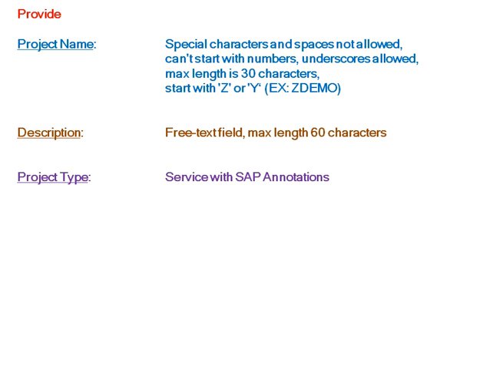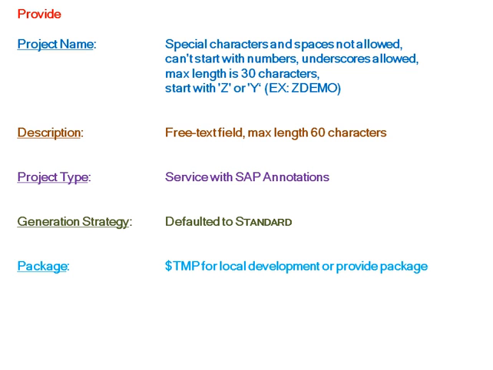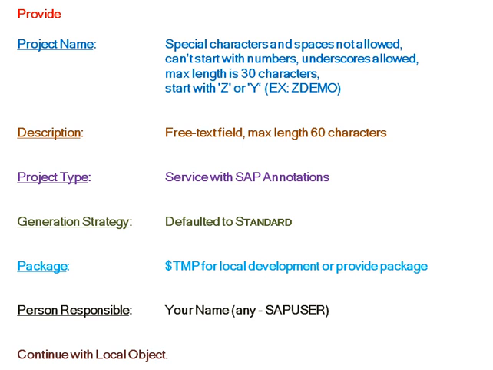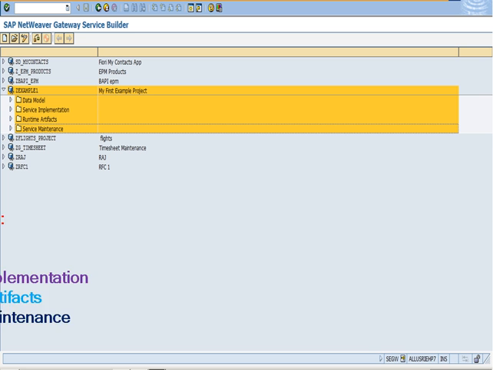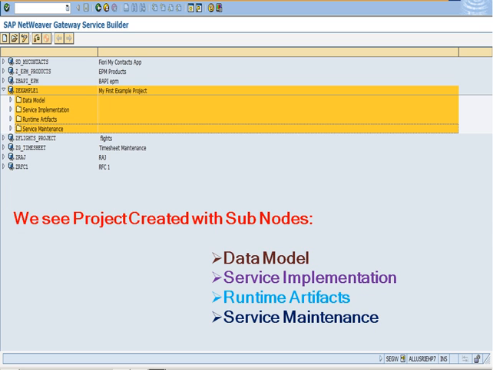Project type should be service with SAP annotations. Generation strategy is defaulted to standard. For package, select $TMP for local development, and the person responsible is your name or an SAP user. Continue with local object. We see the project created with subnodes: data model, service implementation, runtime artifacts, service maintenance.